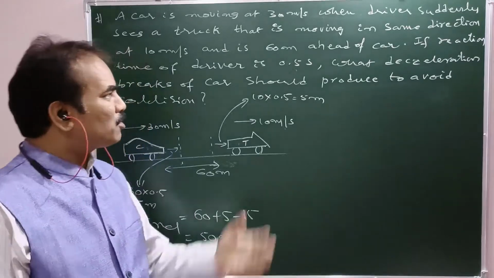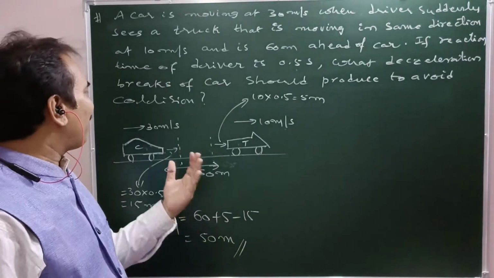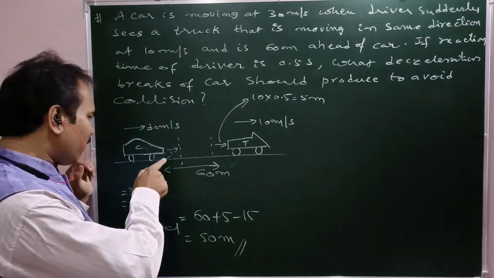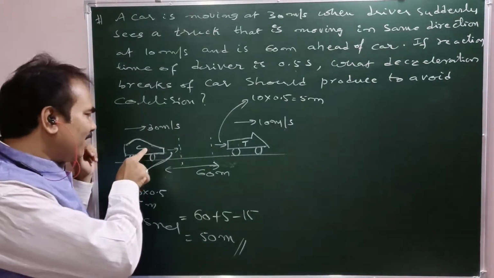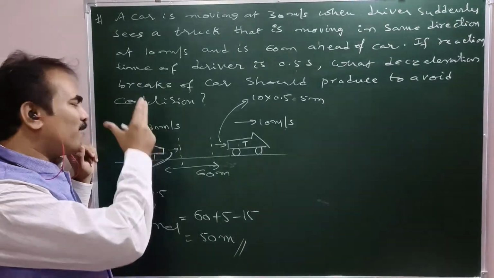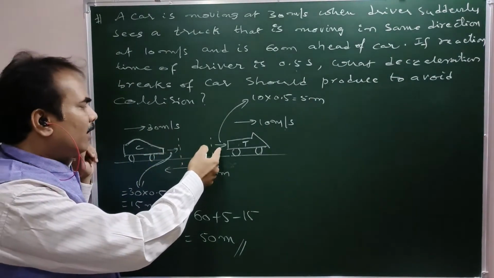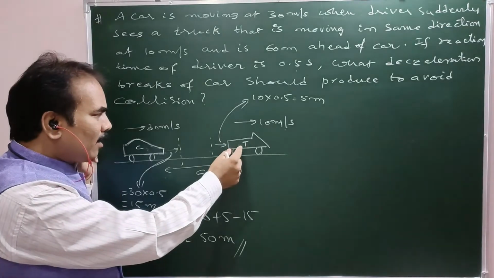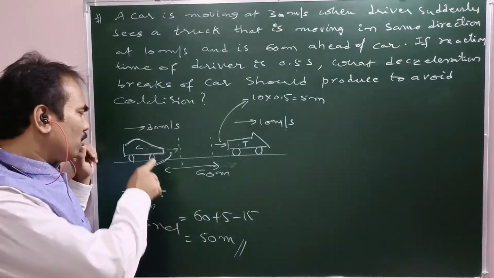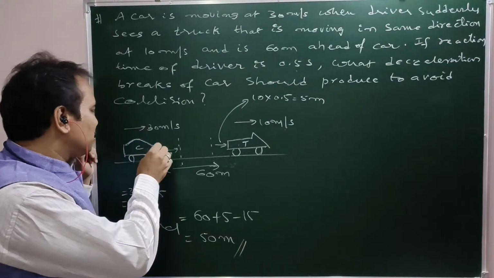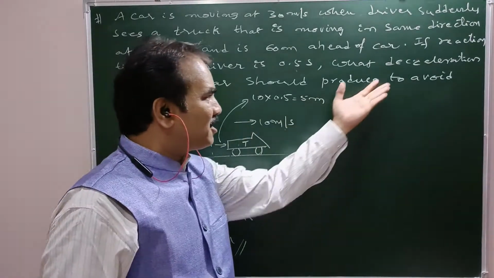Now the question is, what deceleration should the brakes of the car produce to avoid collision? If the accident is not to occur, then definitely the car driver must apply some brakes. Before the car hits, the truck must be escaped. So the car has to retard just before hitting the truck. What is that retardation? That is the question.